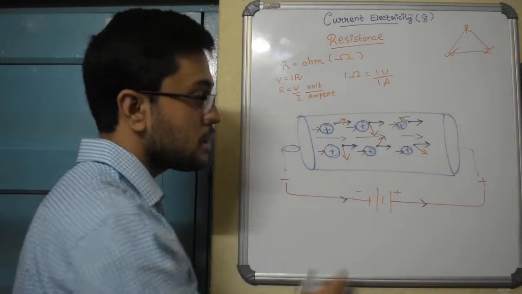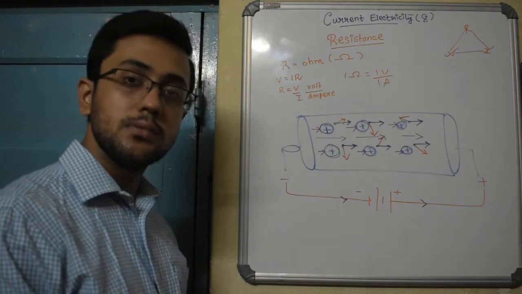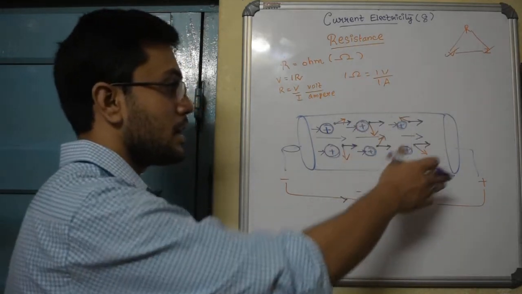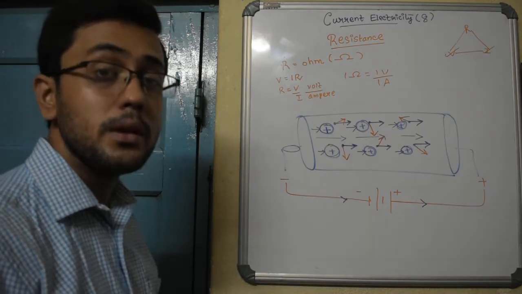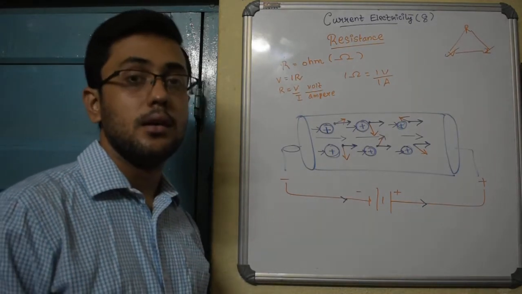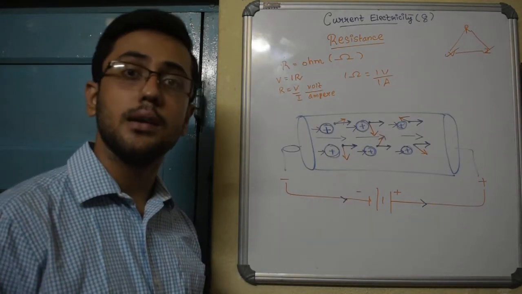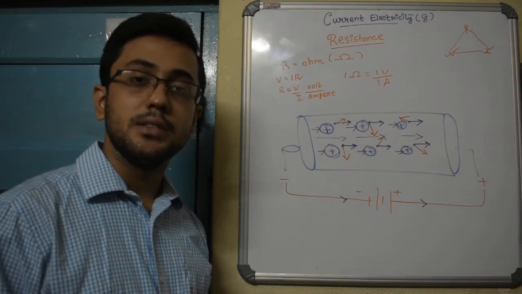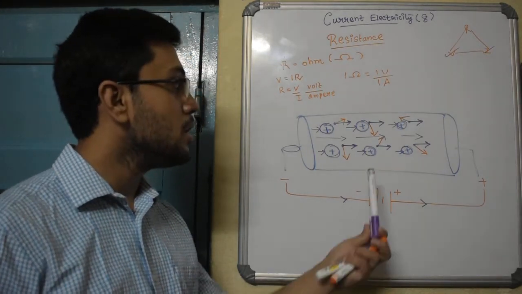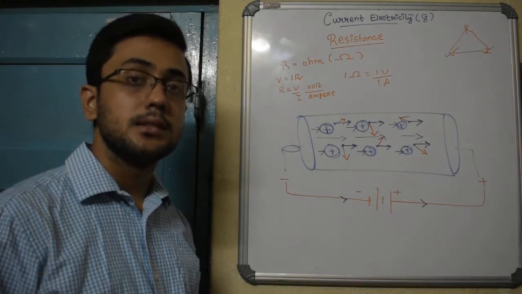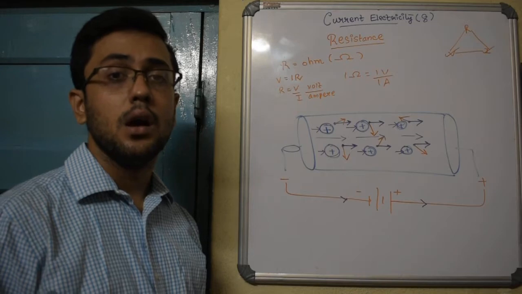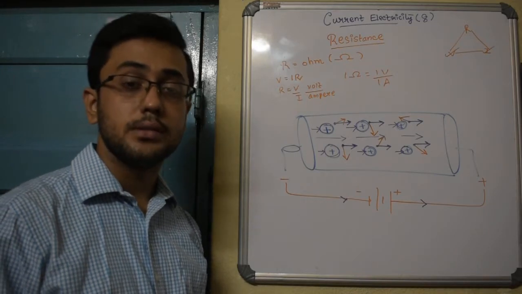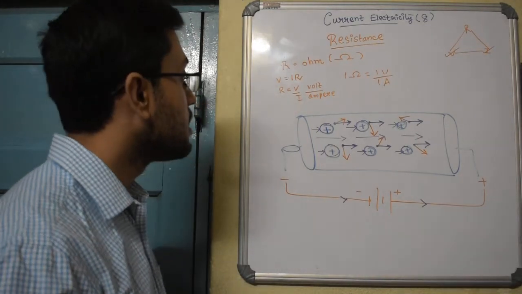However, since the potential difference is still there, the electrons will recover, gain speed and keep on moving. This phenomenon is the reason why, when current flows through a conductor or any material, it faces a resistance. It is mainly because of the collisions with the cations. This is the reason behind why resistance is offered, or resistance occurs, in different conductors.